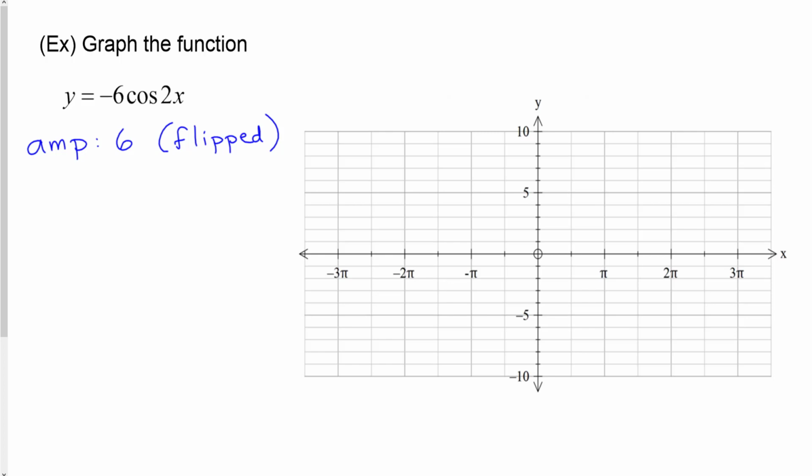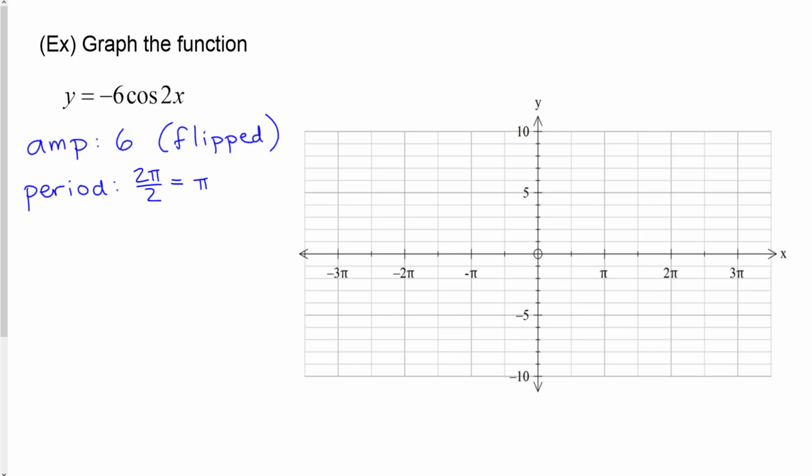Next is going to be a change in period. Normally, the graph of cosine completes its full cycle in 2 pi, from 0 to 2 pi, that is. But because there's a multiplier on my x, it's going to cycle through faster. So 2 pi divided by 2 tells me that the cycle is going to complete by pi.